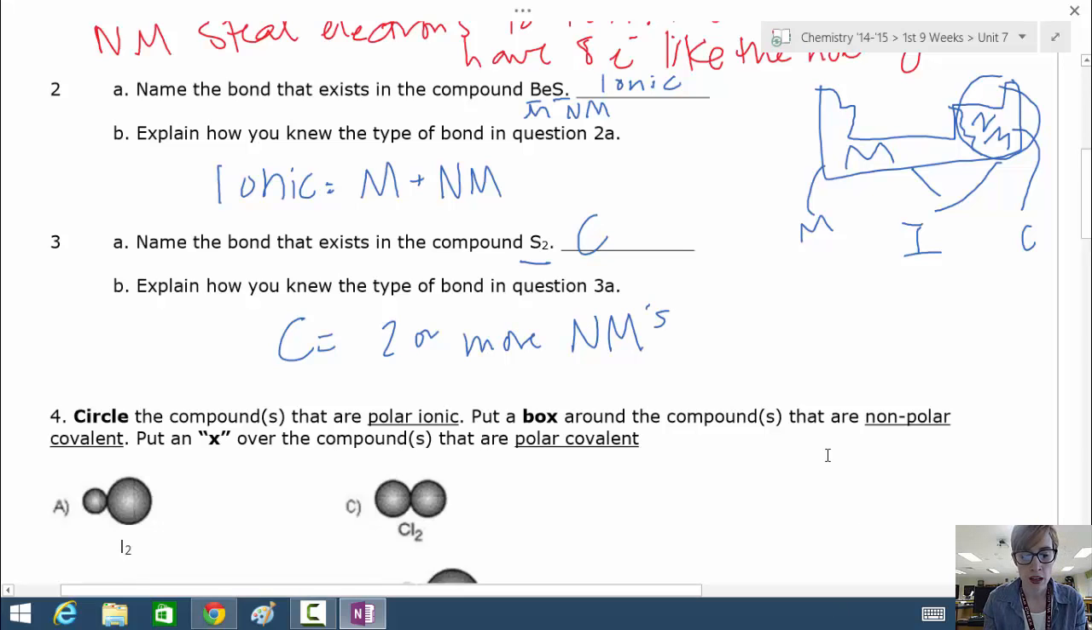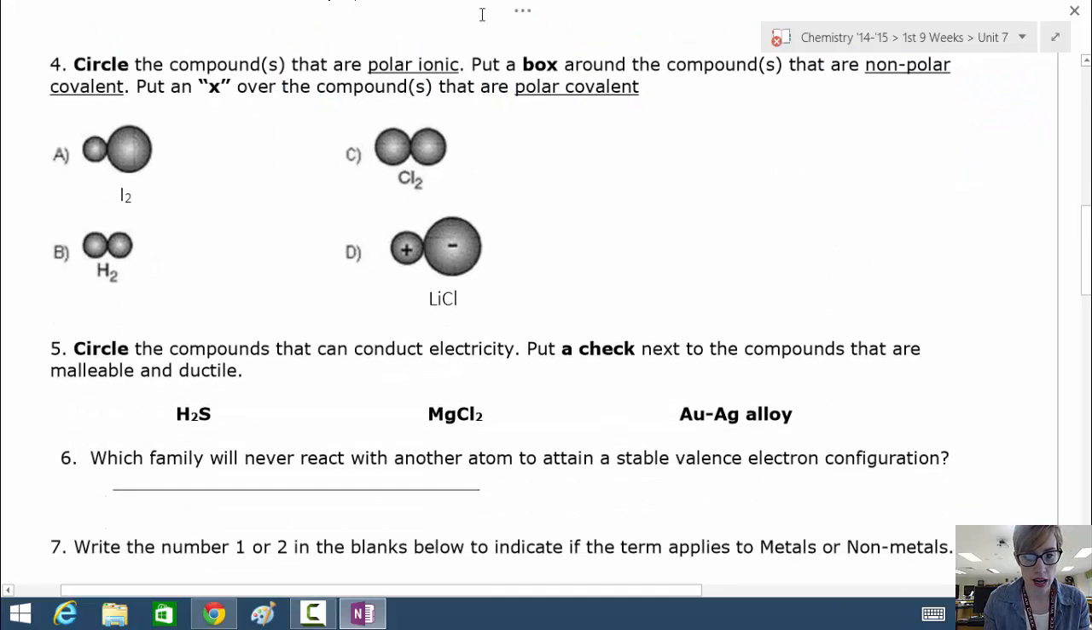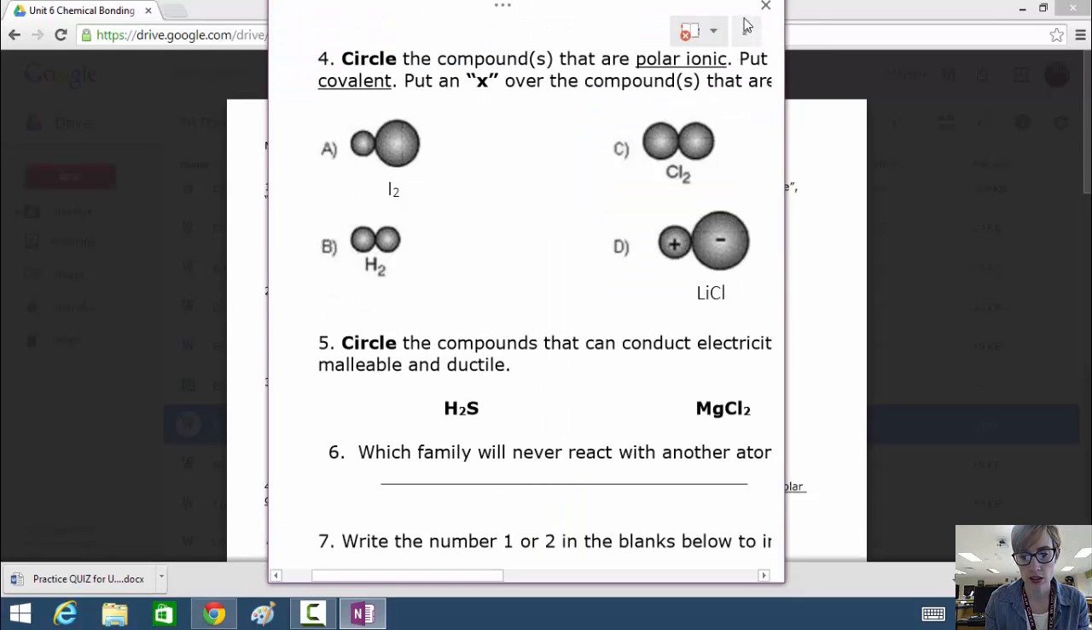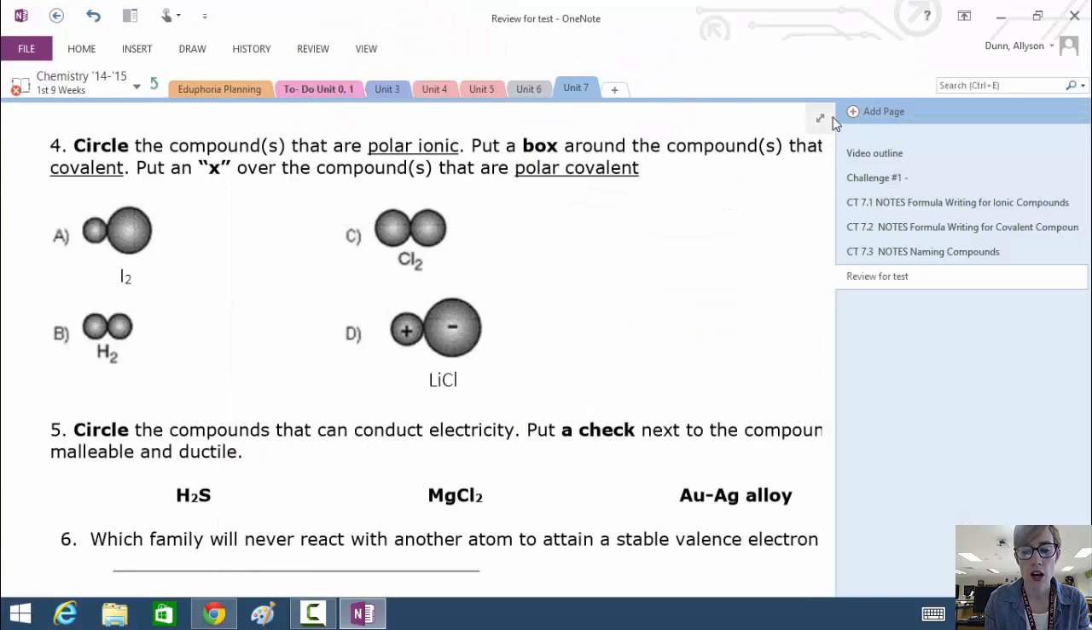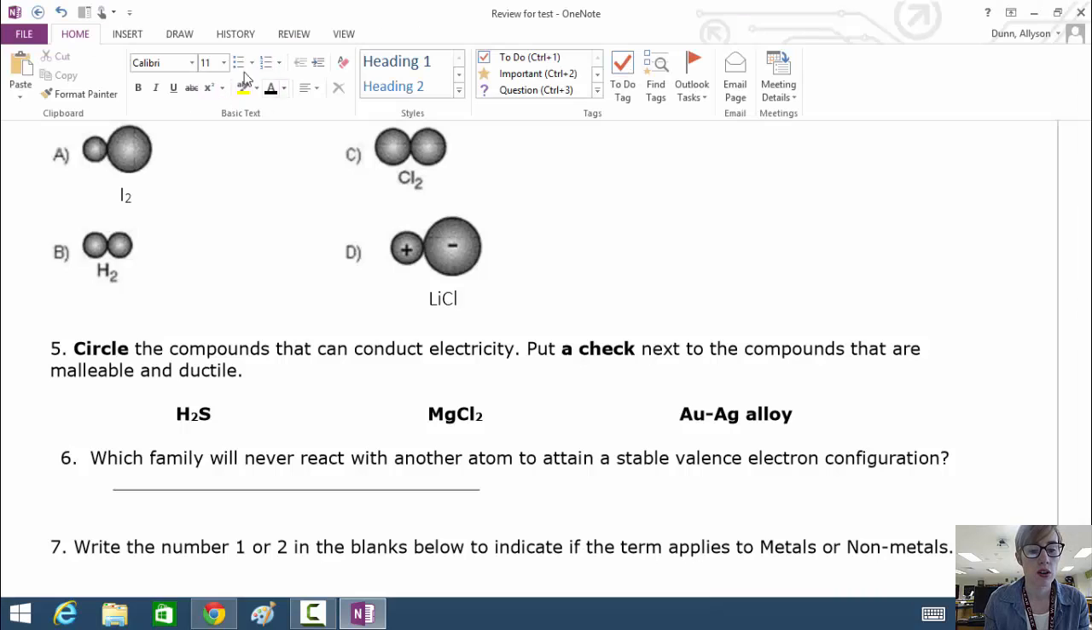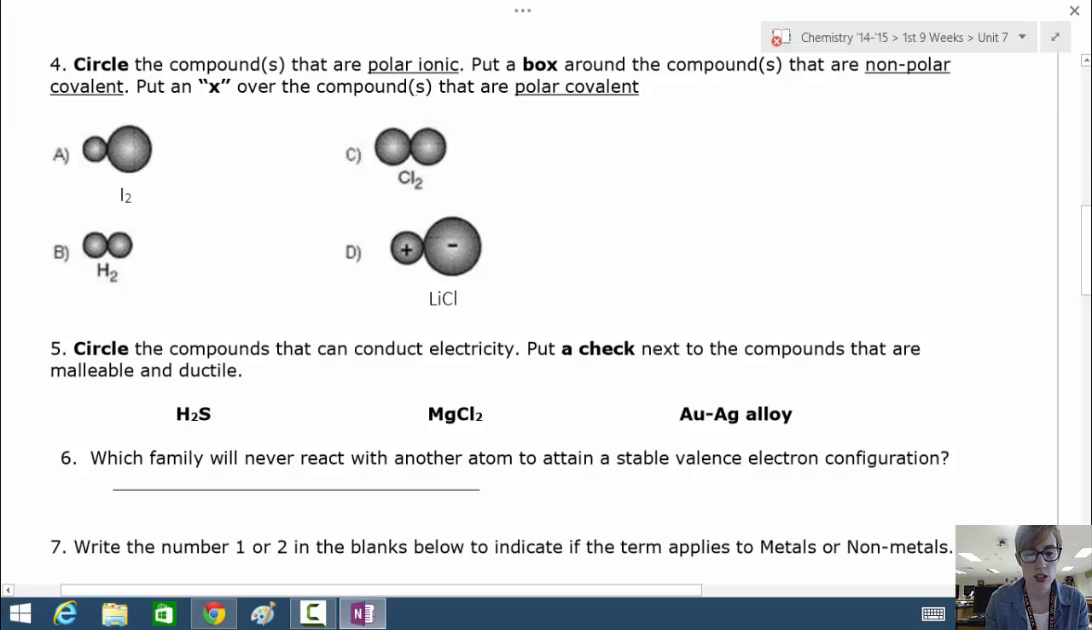Okay. All right, this next question is asking us to identify polar ionic, polar covalent, and nonpolar covalent. So in order to do that, I need to know what these definitions are. Polar ionic is just essentially ionic. It's when you have a metal with a nonmetal, okay?